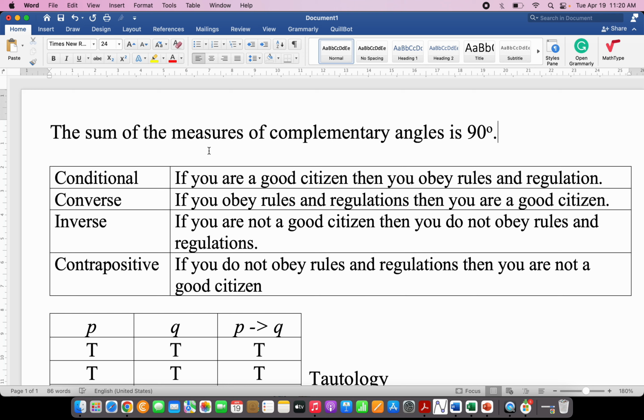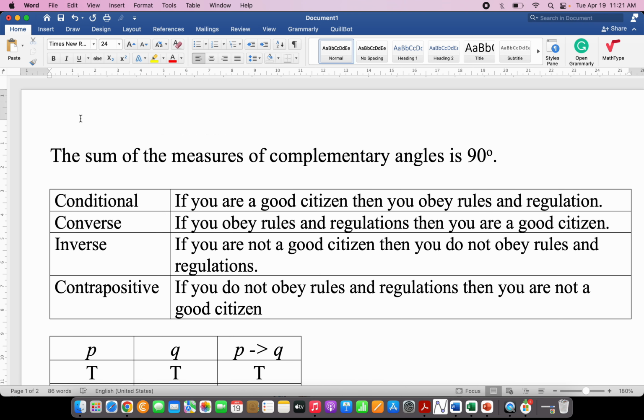So, ibig sabihin parang hindi na. So, when we say complementary angles, meaning, when the two angles are added, the sum is 90 degrees. Kapag inadd natin yung dalawang angles, the sum is 90 degrees. Ang isa pa dito is complementary. Ang isa naman is supplementary. Kapag supplementary, kapag inadd natin yung angles niya, is 180 degrees.